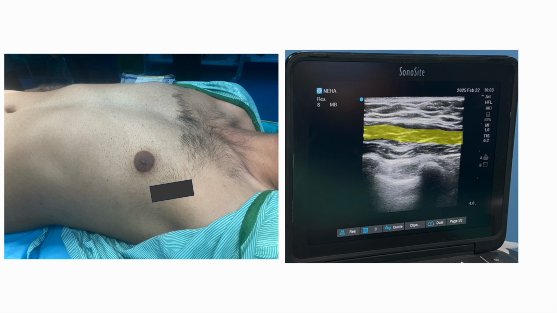Here this is the pectoralis major muscle, this is the pectoralis minor. Here you can see the serratus anterior muscle. Just below the serratus anterior muscle you can see the rib shadow, and in between the rib shadows there is the pleura. If you deposit the drug between the pectoralis major and minor, that is known as a PEC1 block, and if you deposit the drug between the pectoralis minor and serratus anterior muscle, it is known as a PEC2 block.